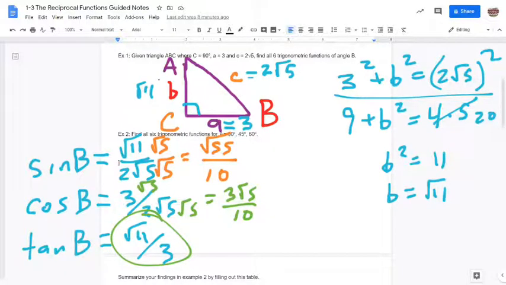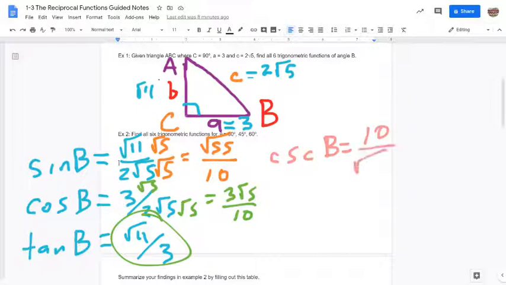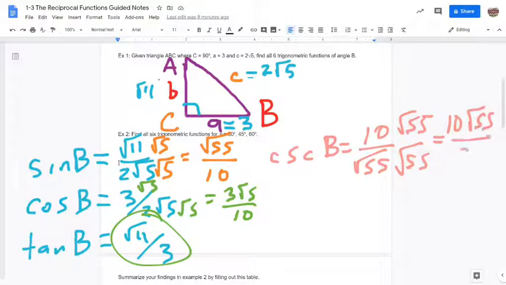Okay, now, the reason why we did this video is to talk about the reciprocal functions. So, what we're going to do now is we're just going to flip each of them. So the reciprocal of sine is cosecant. So the cosecant of b is going to be 10 over root 55, which now has a radical in the denominator, so we can rationalize it by multiplying it by root 55 over root 55. So we get 10 root 55 over 55.